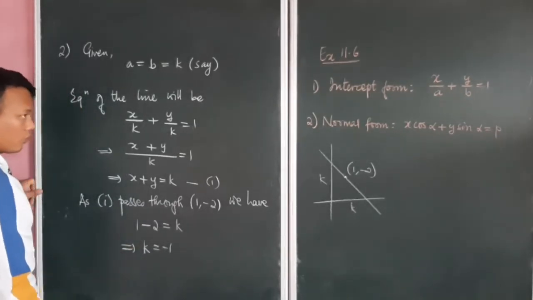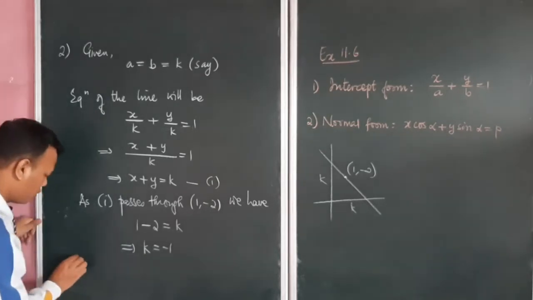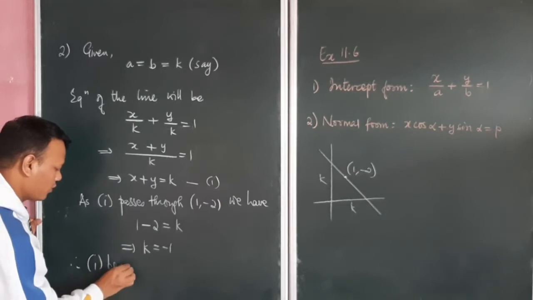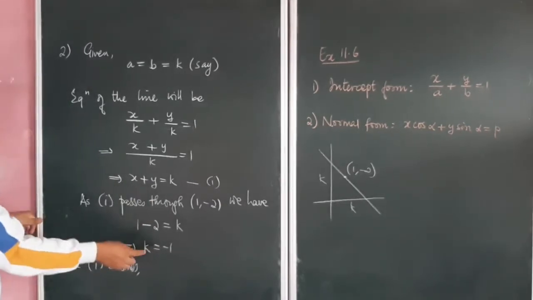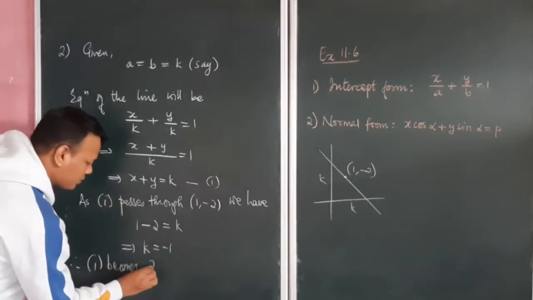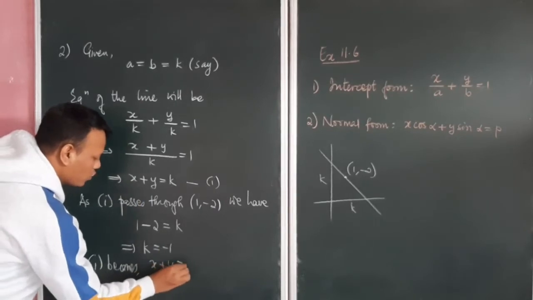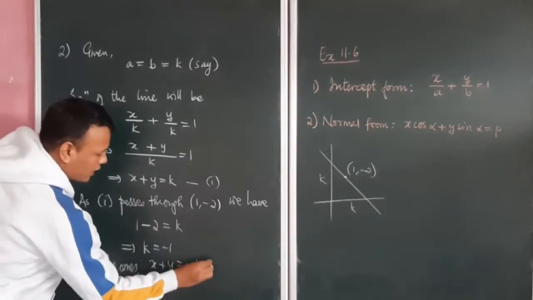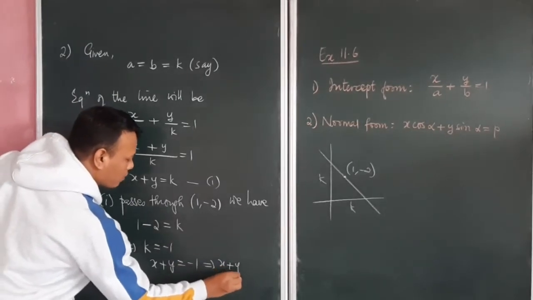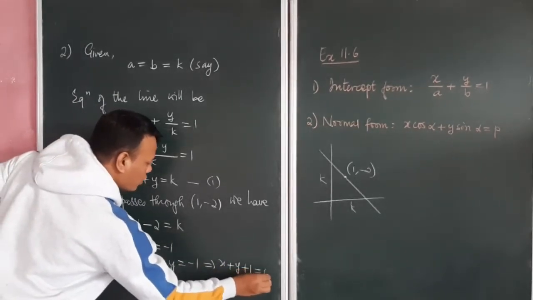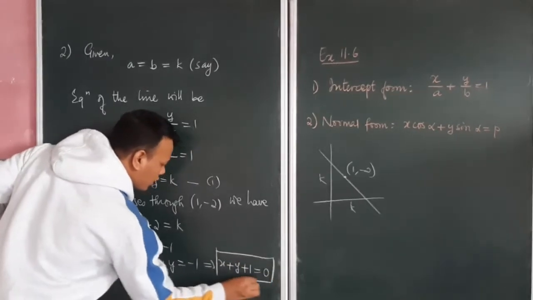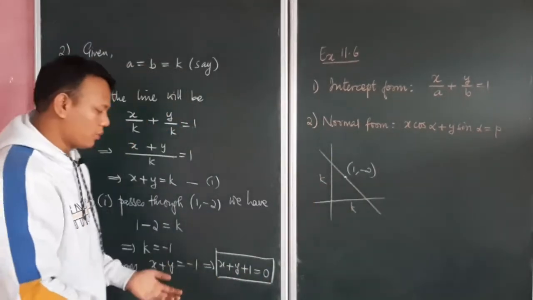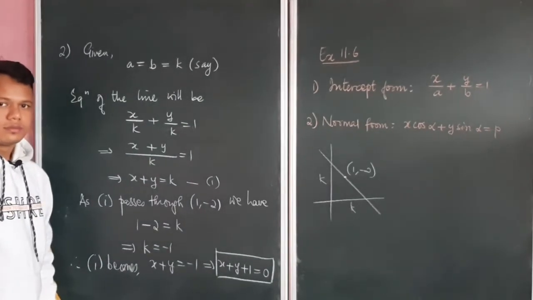So let us substitute the value of k in equation 1. We have x plus y equals minus 1. Take this minus 1 out there, so you will have x plus y plus 1 equals 0. This will be the equation of this particular line. You may pause the video to note down.